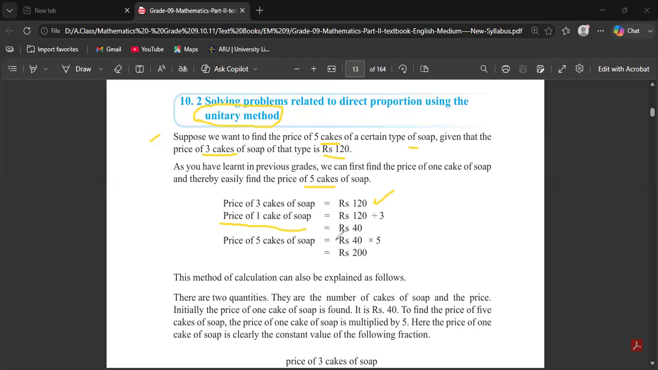So, the price of 1 cake of soap. How to find that? Just divide this price 120 by the number of units. There are 3 cakes. So, 120 divided by 3 is 40. The price of 5 cakes of soap: one item is 40, times how many items are there? 5. So, 200. That's all.